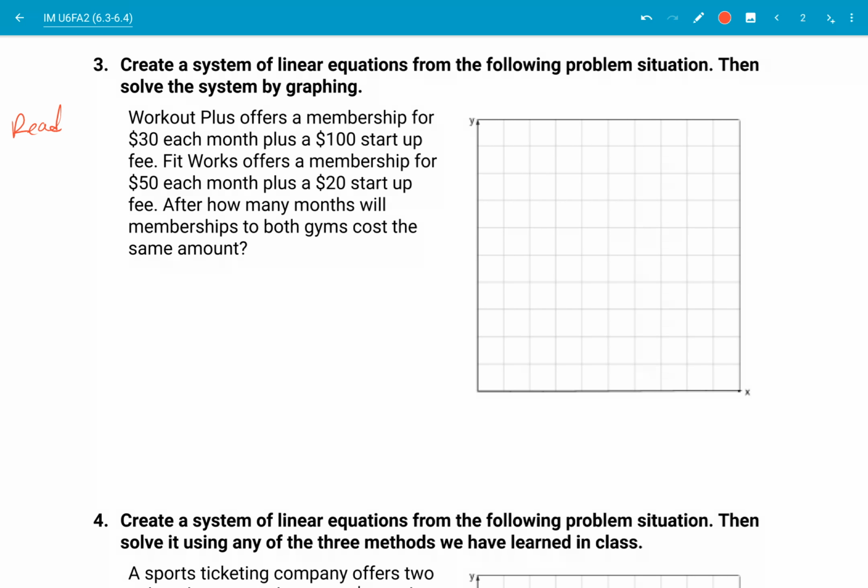Workout Plus offers a membership for $30 each month plus a $100 startup fee. FitWorks offers a membership for $50 each month plus a $20 startup fee. After how many months will memberships to both gyms cost the same amount?